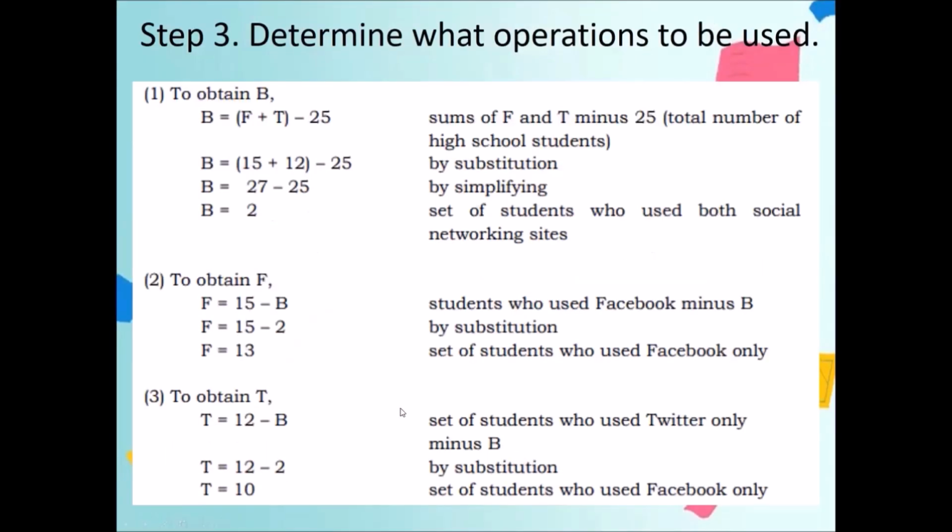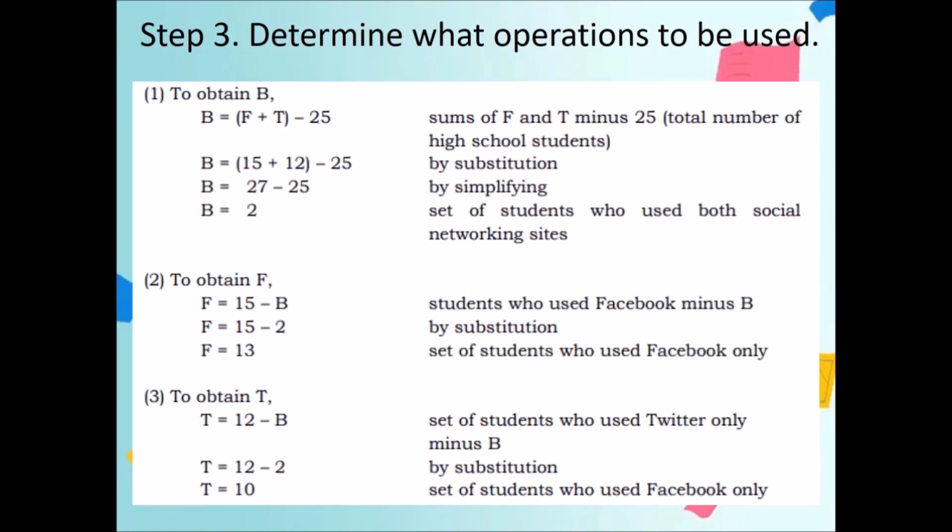Determine what operation is to be used. So that is the computation. So set B: F plus T minus 25, the sum of Facebook and T minus 25. The total number of T is the total number of students. Then that is 15 plus 12 minus 25, a total of 27 minus 25. So the number of students who use both social networking sites is 2.